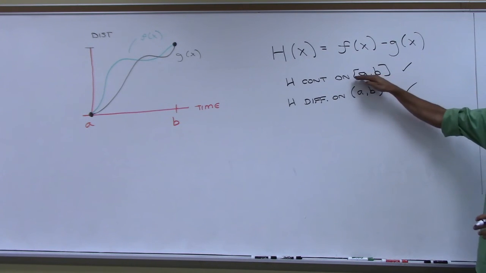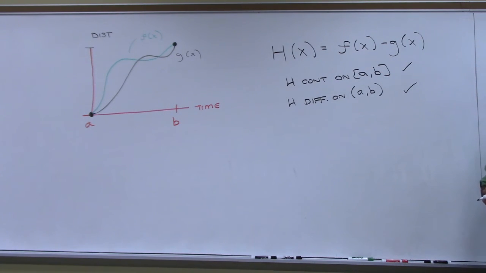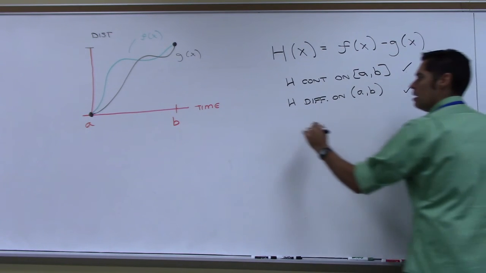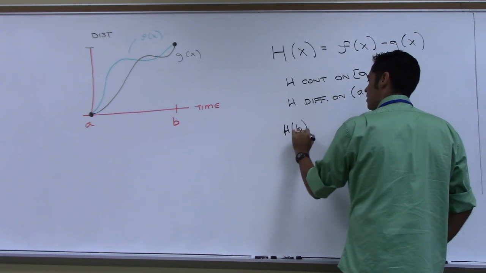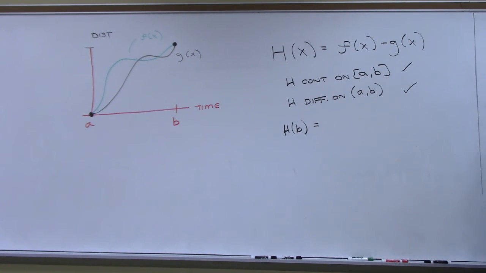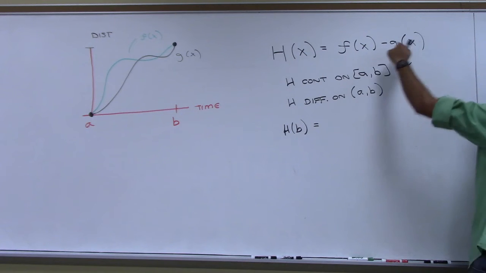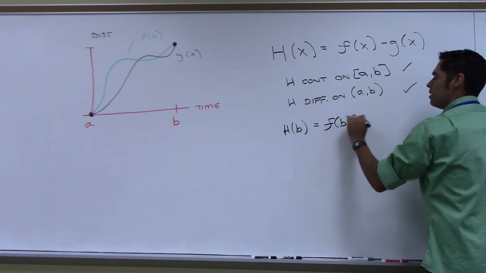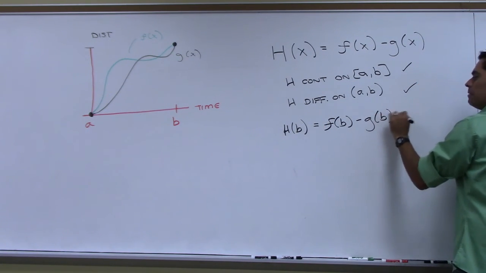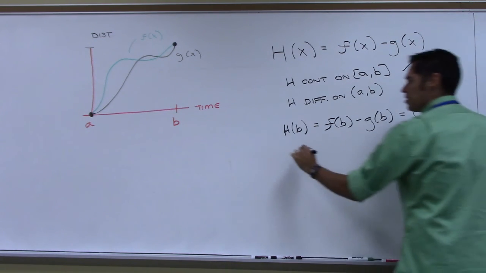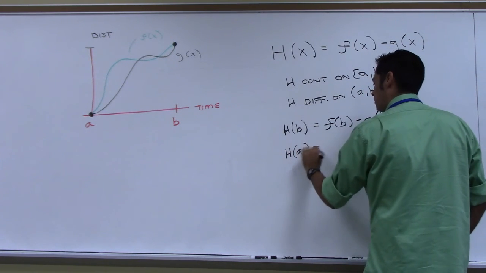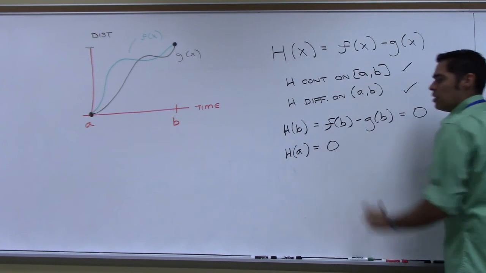So I have a continuous function on a closed interval, I have a differentiable function on the open interval, and I know what h of b is. What's h of b? Well, by definition, it's what? f of b minus g of b? But that should be what? 0, right? And what's h of a? 0 also, for the same reason, right?